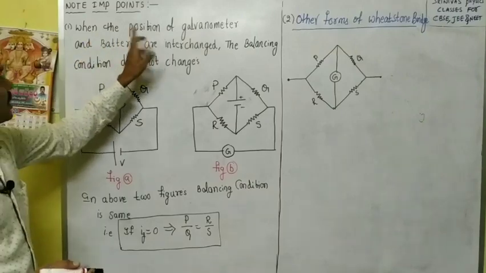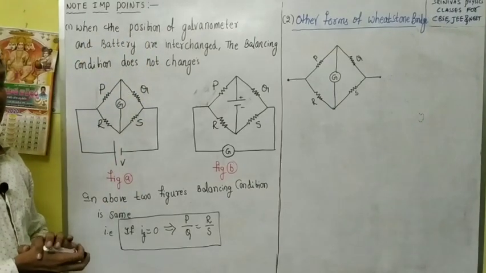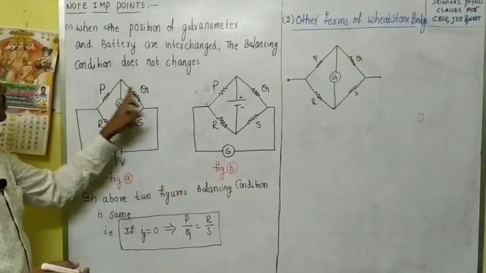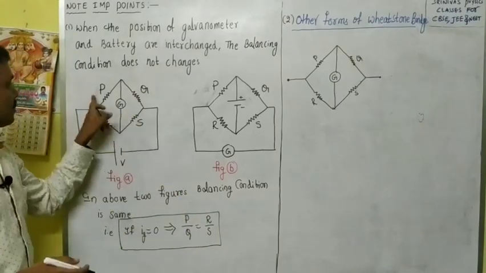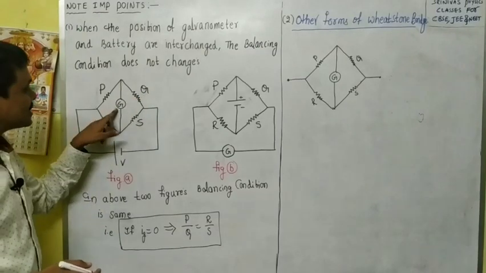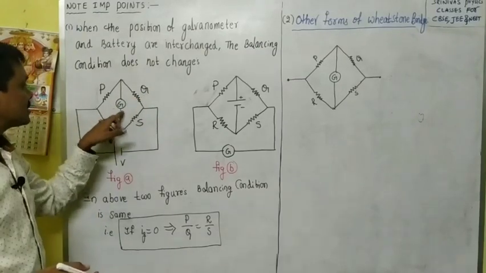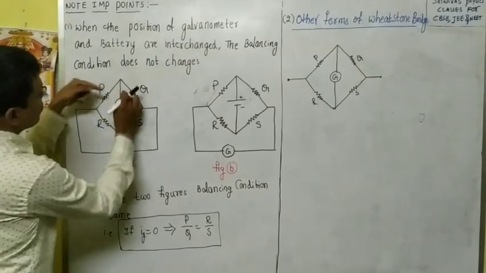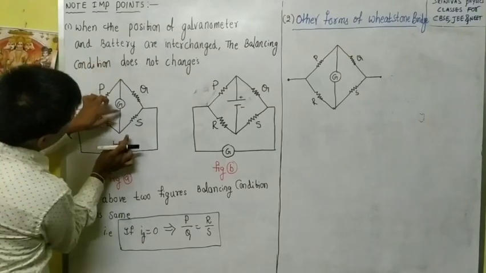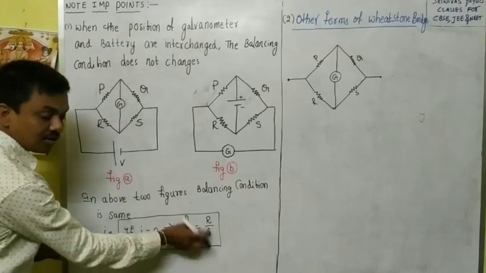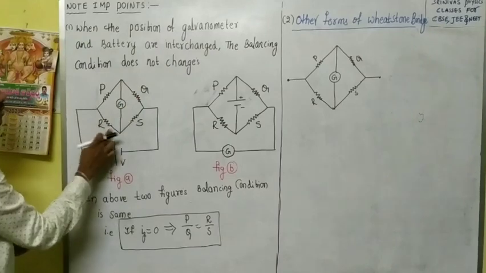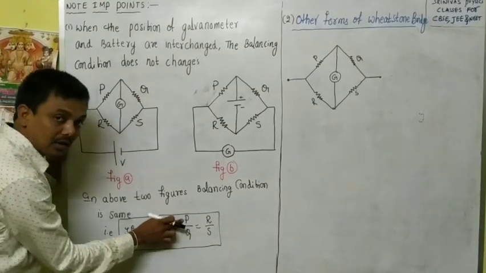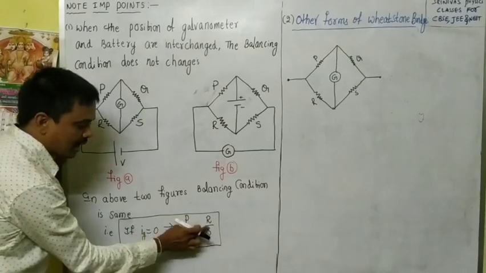Already you know the balancing condition, right? When the current through the galvanometer is 0, then P by Q equals R by S. The ratio of these two resistances equals the ratio of these two resistances. P, Q, R, S are the resistances, and G is the resistance of the galvanometer. This is the galvanometer and its resistance, right? If the current through this line is 0, then P by Q equals R by S. By using this formula, if you know Q, R, S, you can find P. If you know P, Q, R, you can find S.